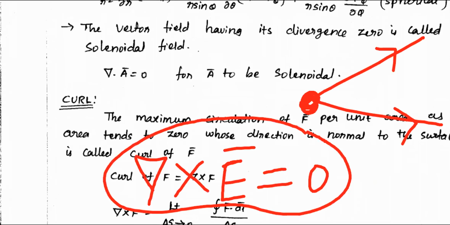Please note down very clearly. Del cross E, the electric field vector, or instead of E, you can put D, the electric flux density, the value is 0. What is the reason for this? The electric field goes on a linear line. It is not having the rotational capability.